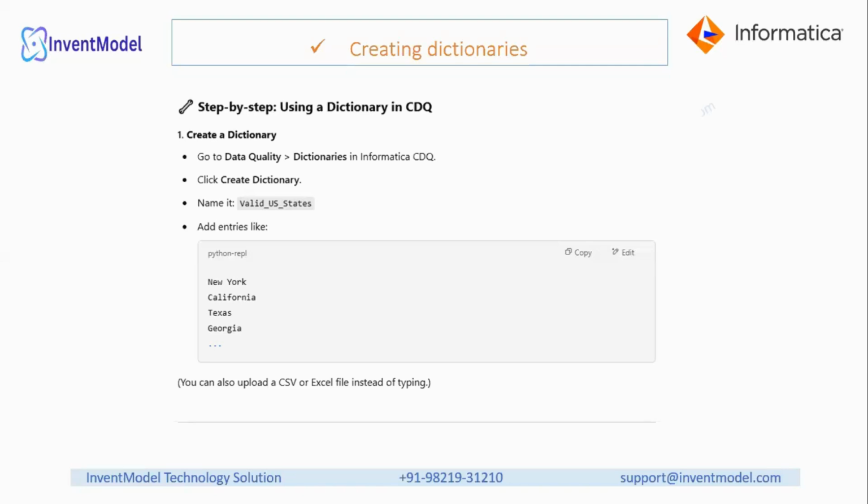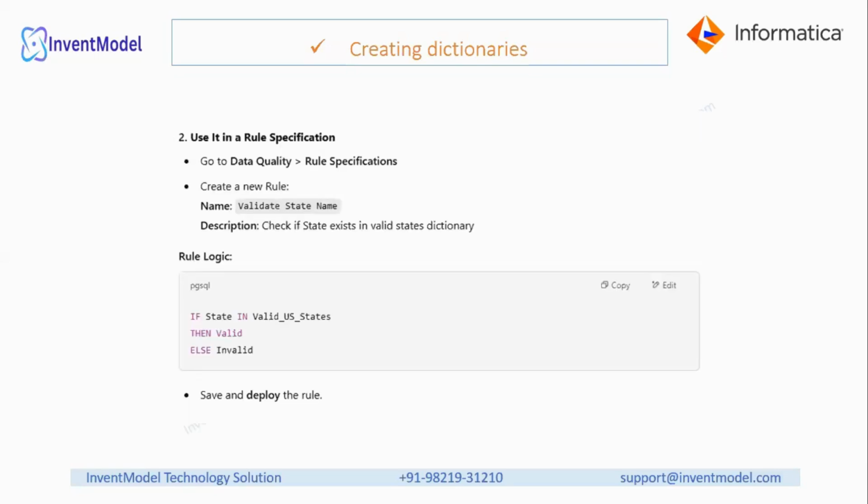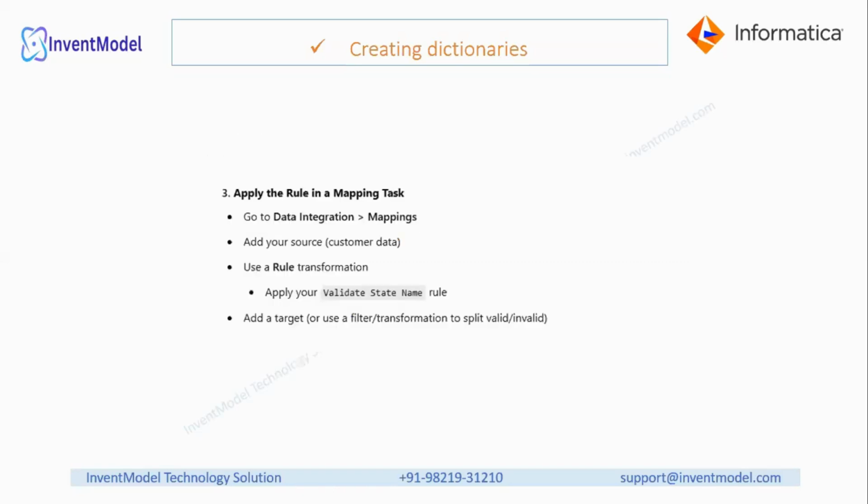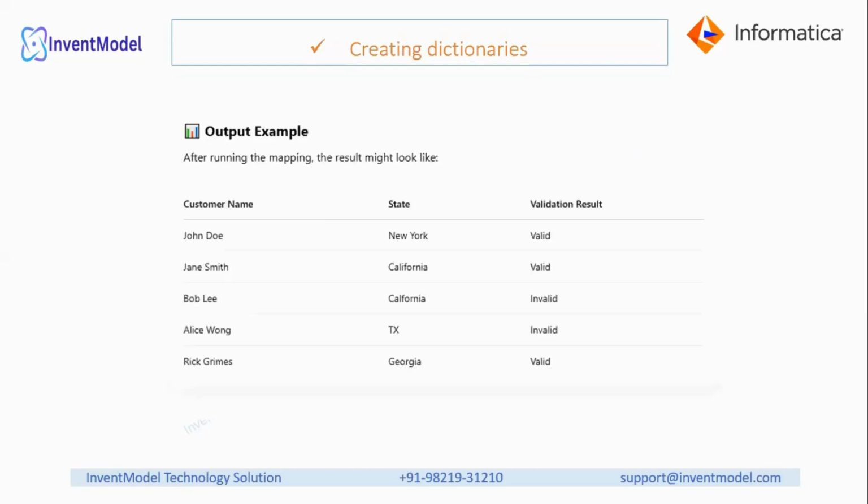So step by step, here is how we can create a dictionary. We need to go to Data Quality service, then Dictionaries, Create Dictionary, give some name to the dictionary, and pass the valid values like this. We can use this dictionary in the rule specification also. Once we create any rule in data quality, we can utilize this dictionary there so that we can validate the value and conclude whether it is valid or invalid. Then we need to apply the rule and use it for validating.